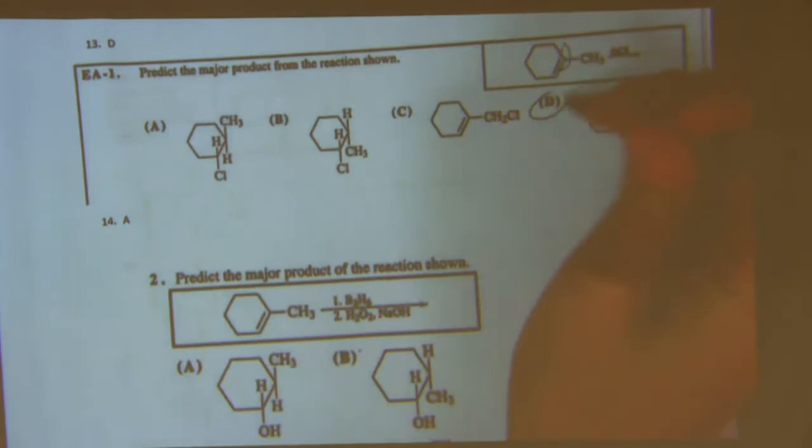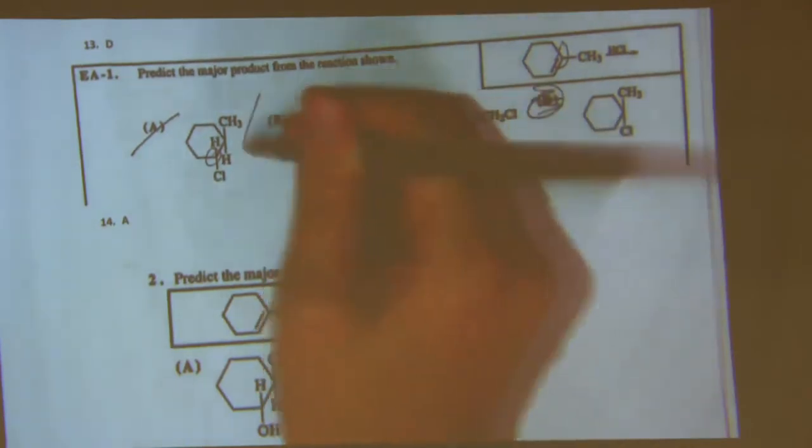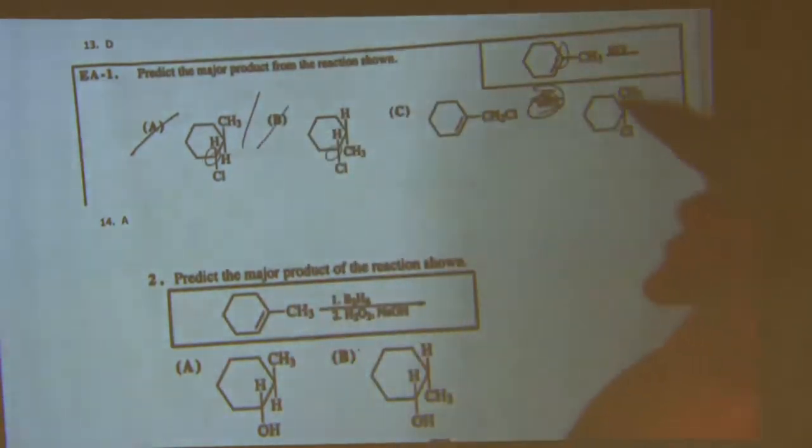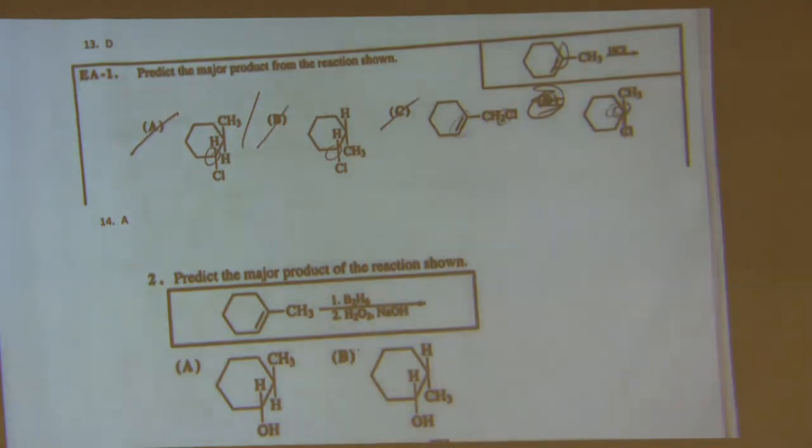So it has to be D. Does that make sense? This one we have the carbon over here, the chlorine, and the chlorine is over here for this one. This one, I don't know what's going on. It doesn't add to the double bond. And this is the only one where the chlorine adds directly to the more substituted side of the double bond. Does that make sense? Okay.